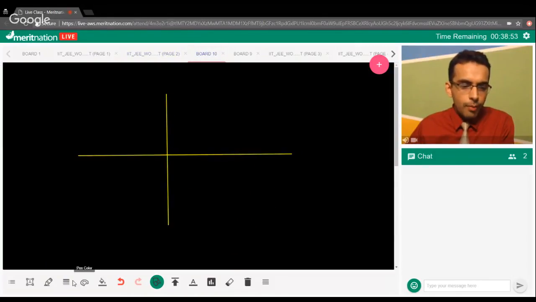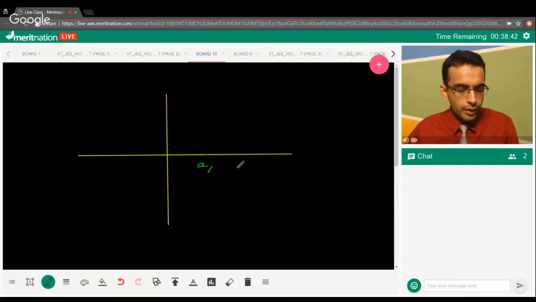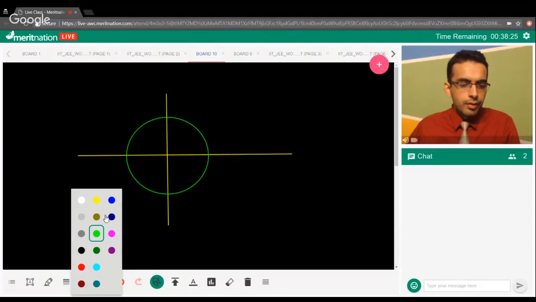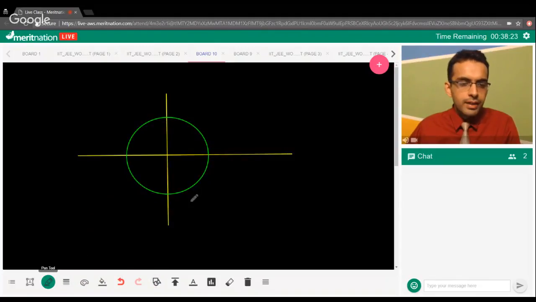So starting from a comma 0, this is the initial position. Wait, let's draw a circle first. Let us draw a circle, right? This is a circular path over which the particle is moving, right? So the particle is moving from point a comma 0 to 0 comma a, right?